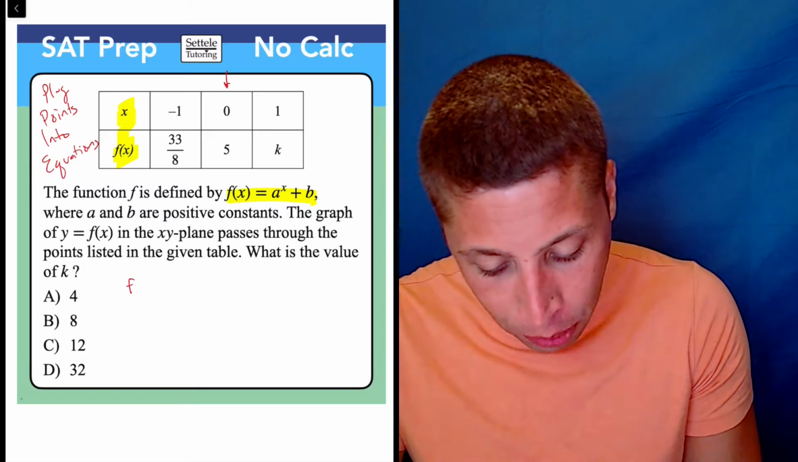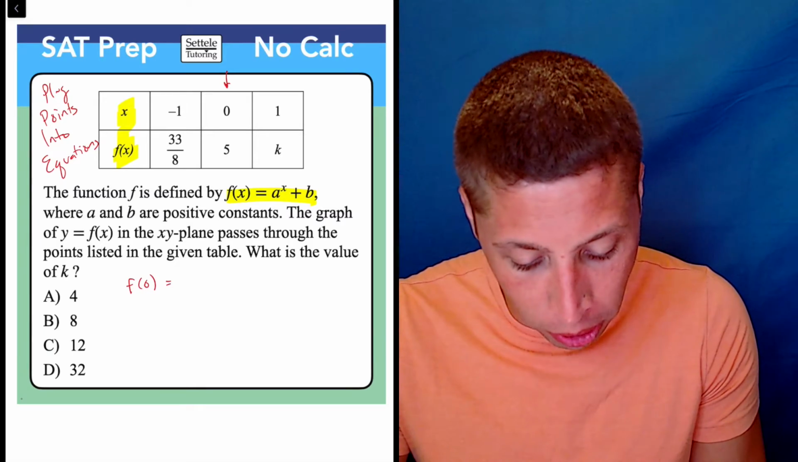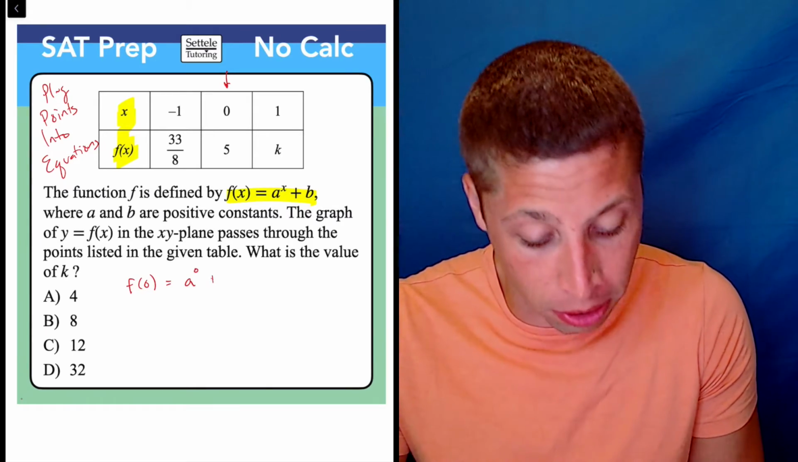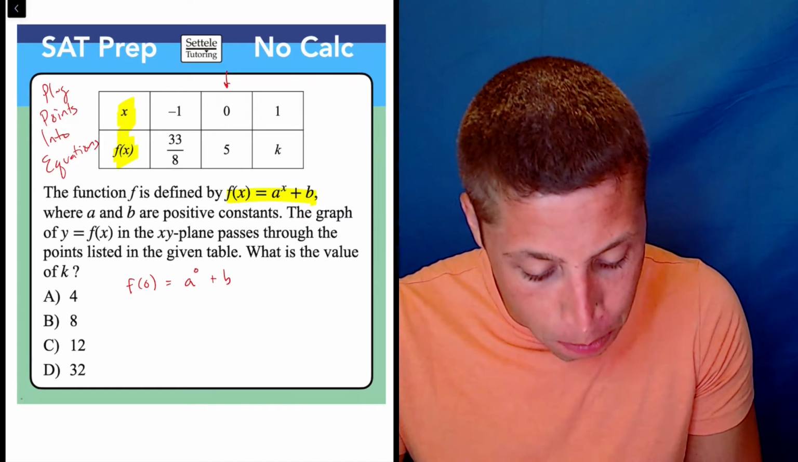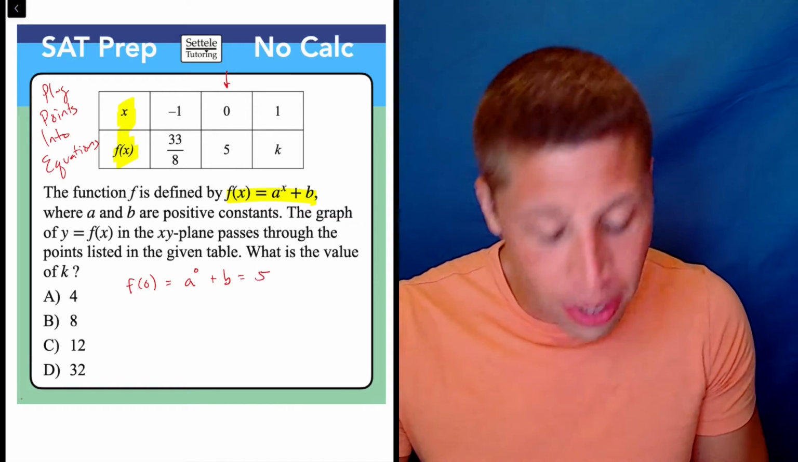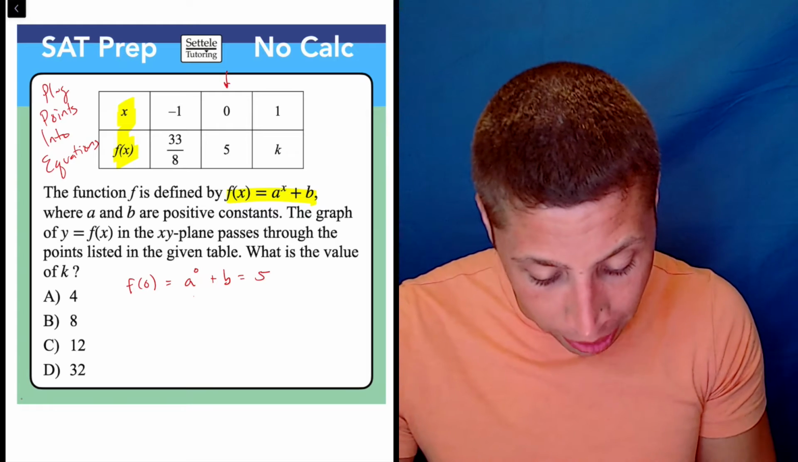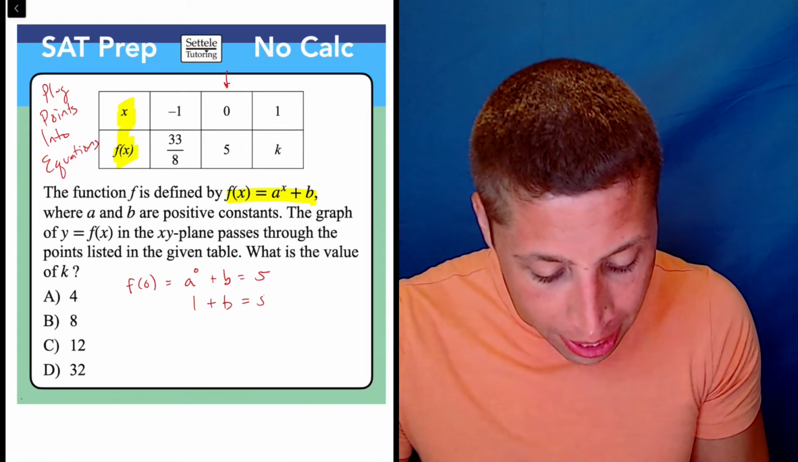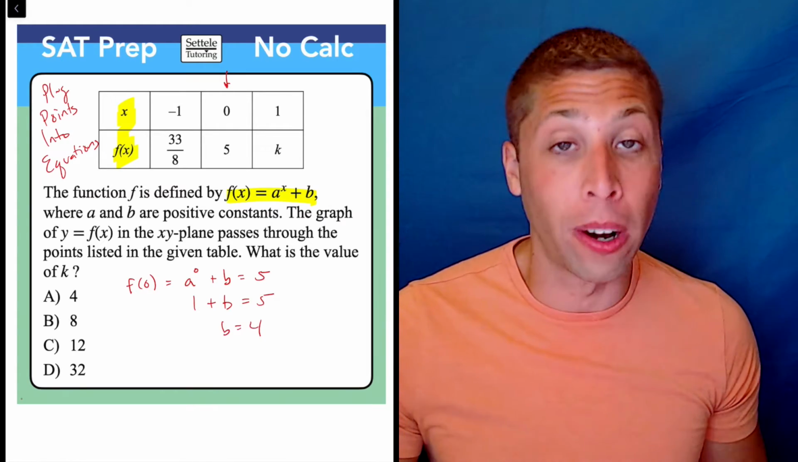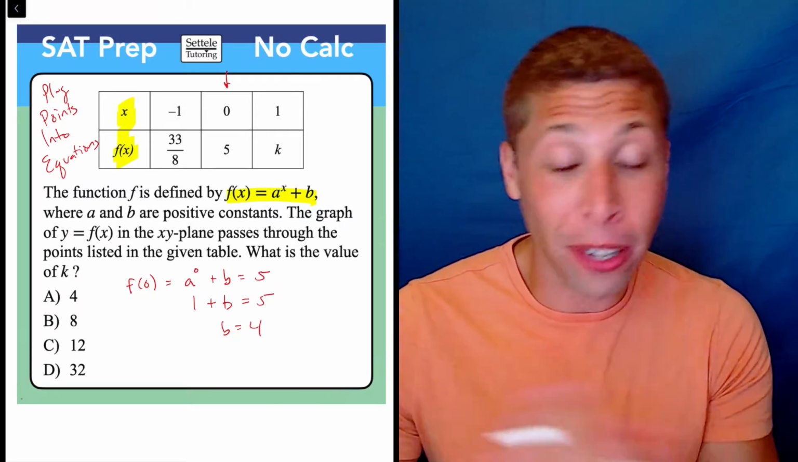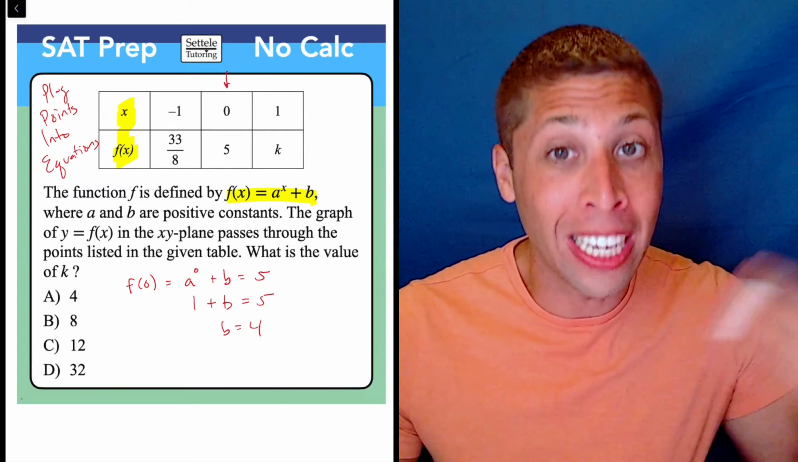And sure enough, if we do f of 0 here, we are going to get a to the 0 plus b is equal to 5. Now anything to the 0 is 1. So this is 1 plus b is 5, so b must be 4. And yeah, I need k, so I've got a ways to go, but at least this is the first step. I'm starting to get these variables.